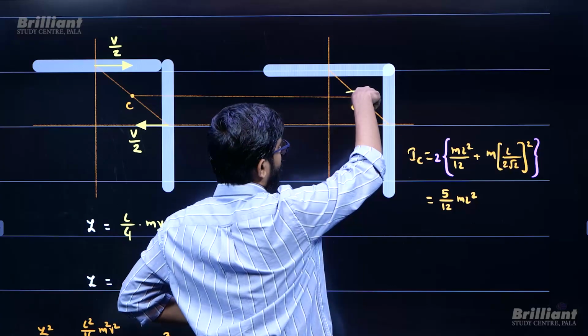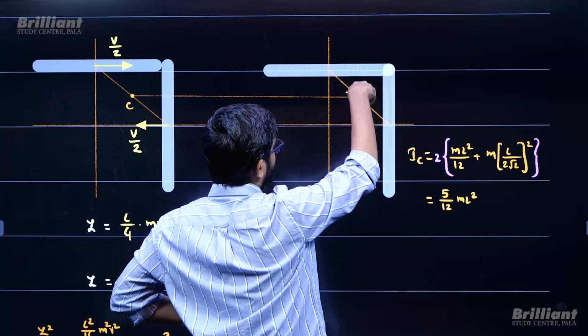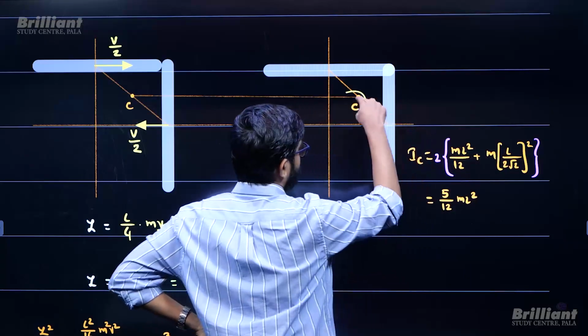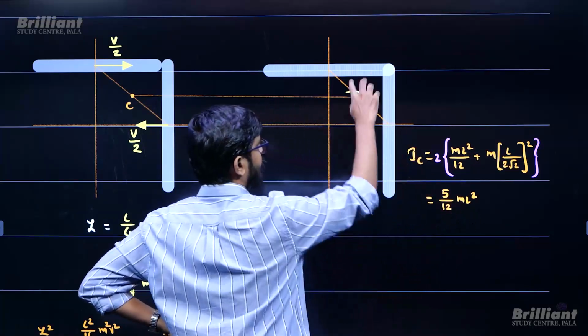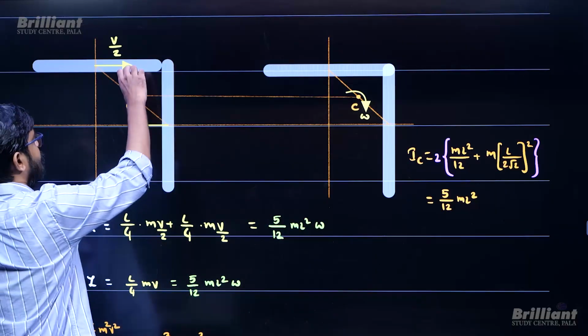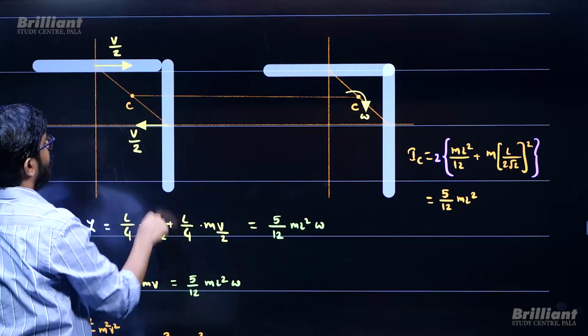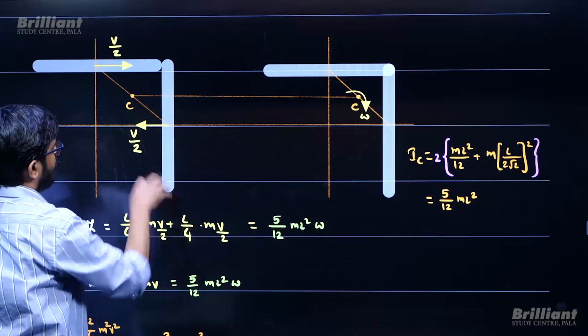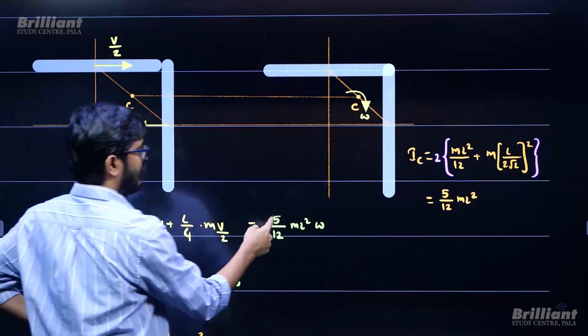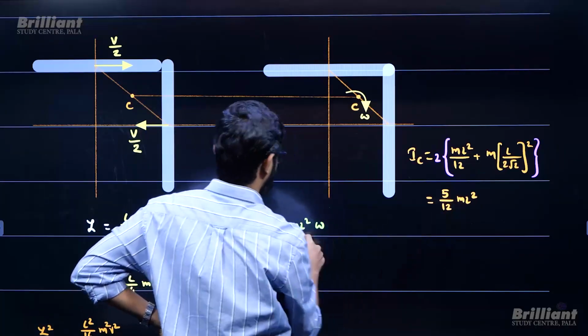Now let me calculate the moment of inertia about this axis first. If I want to calculate the moment of inertia about this axis, then I need to use the parallel axis theorem for the rod, ml square by 12 plus m into this length square. For this guy also it's the same. So this is the moment of inertia of the entire system. So what is the initial angular momentum? This is L by 4 into mv by 2, L by 4 into mv by 2, both adding up in the same direction. This is the initial angular momentum. The final angular momentum is I omega.